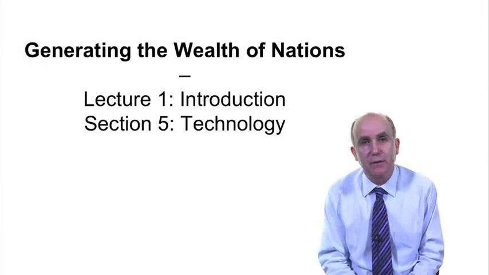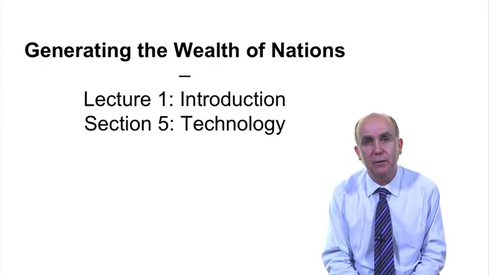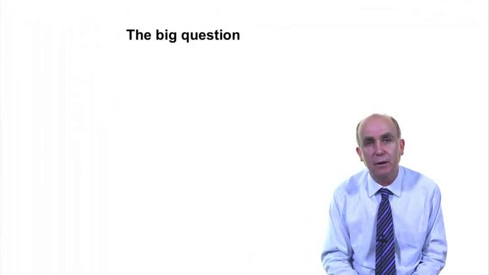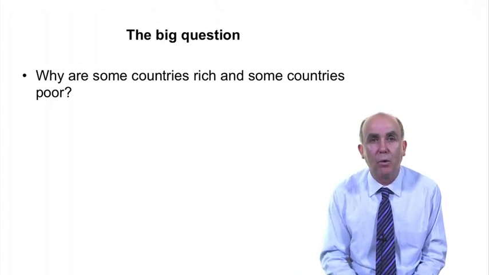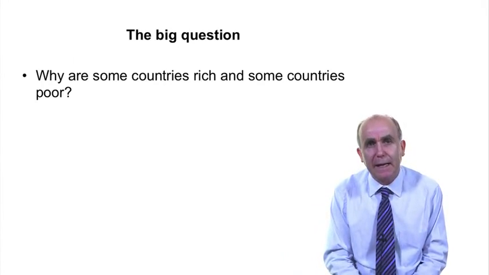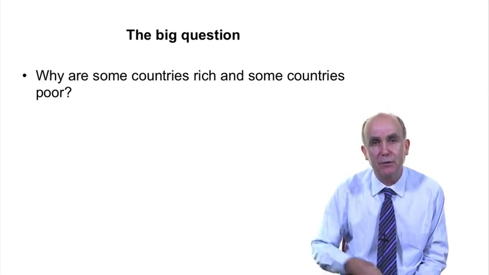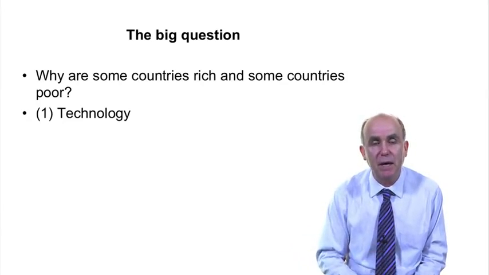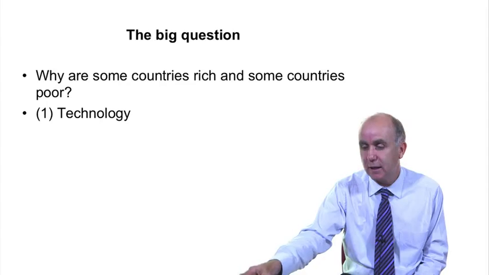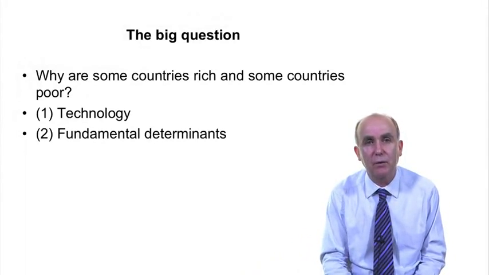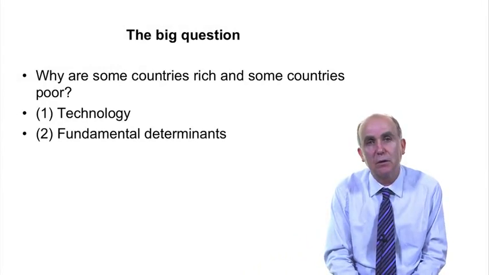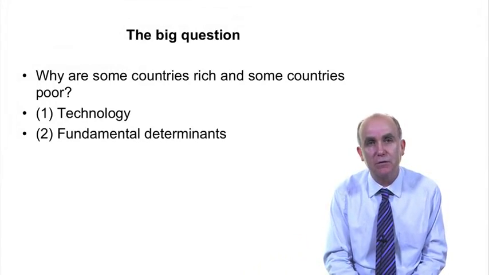The reason for giving this brief reiteration of the contours of economic development is to make the point, again, that I think the really big question in the history of economic development is, why are some countries rich and some countries poor? In this part of the lecture and the next part, I'm going to talk about two frameworks for trying to answer that question. In this part of the lecture, I'll talk about technology, and in the next part of the lecture, I'll talk about what I'll refer to as fundamental determinants or deep drivers of economic development.